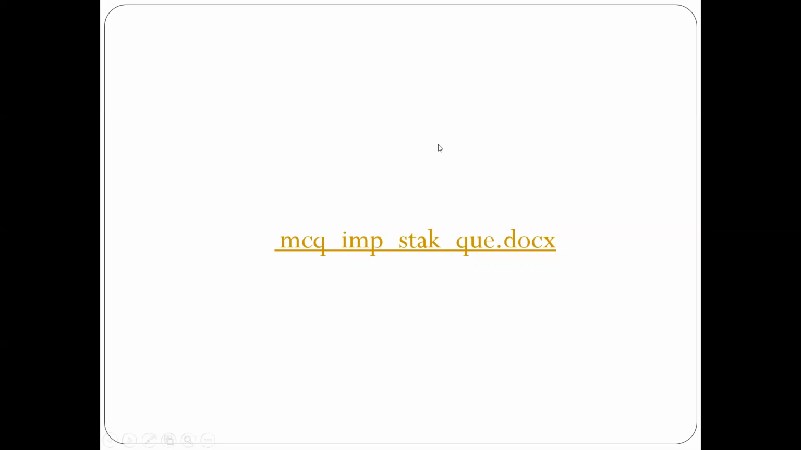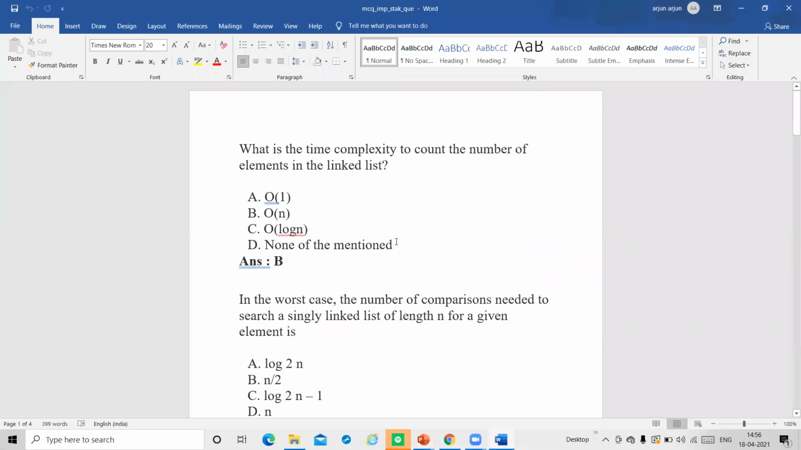Now we'll discuss some MCQs related with these three units. Only some sample MCQs I'm going to show you. So see, this is the first question. What is the time complexity to count the number of elements present in the linked list? As you know, in case of the linked list, as the sequential access is there, obviously the answer will be big O of n.